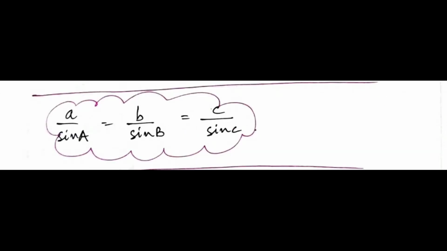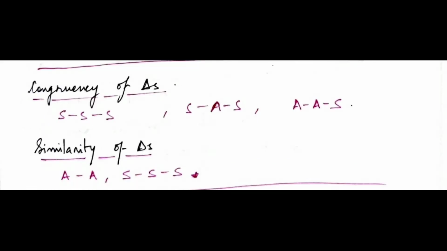Let's move on. This formula is very, very, very important. A upon sine A equal to B upon sine B equal to C upon sine C, where A, B, C are the sides opposite to angles A, B, C. In congruency of triangles, we can either use SSS, SAS, or AAS, and in similarity, all we need is either AA or SSS.